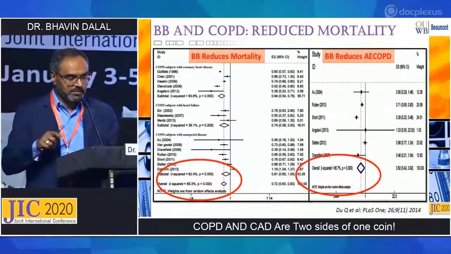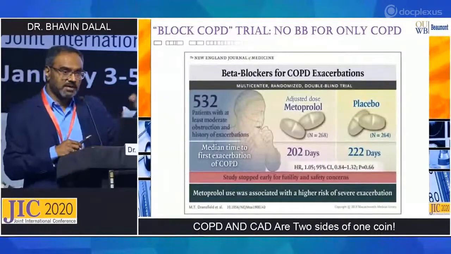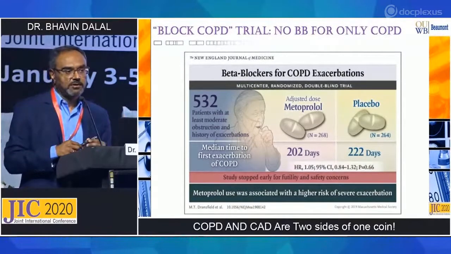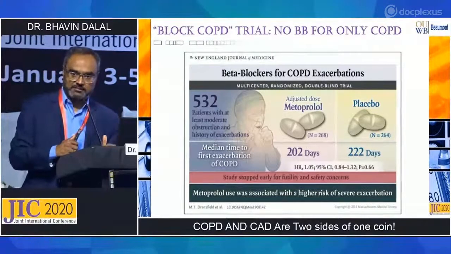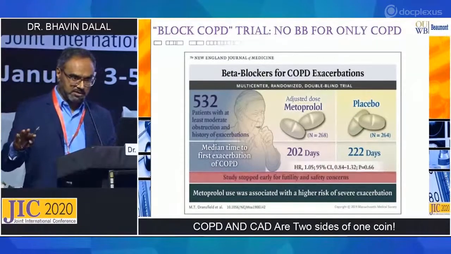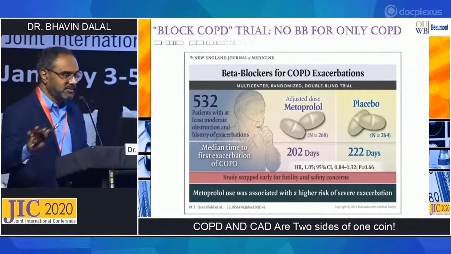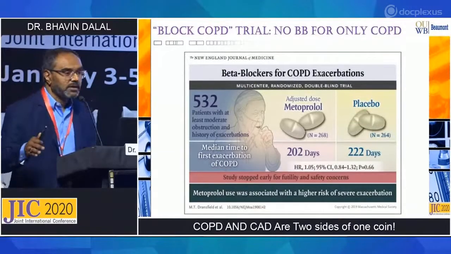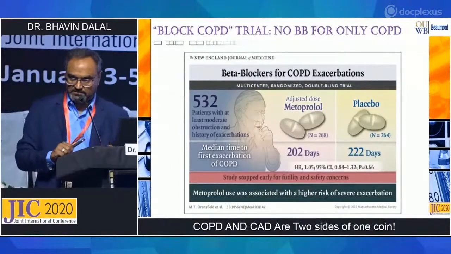This is one of the studies published just last month in December, known as the BLOCK COPD trial. Based on the available data, people thought, let's give beta blockers to the patient who has pure COPD. So the people who were on beta blockers for any cardiovascular indications were excluded in this particular study. These are the people who only have COPD and nothing else. This is a randomized controlled trial of metoprolol versus placebo, with almost a year-long follow-up. The people included had a moderate to severe obstruction on PFT.